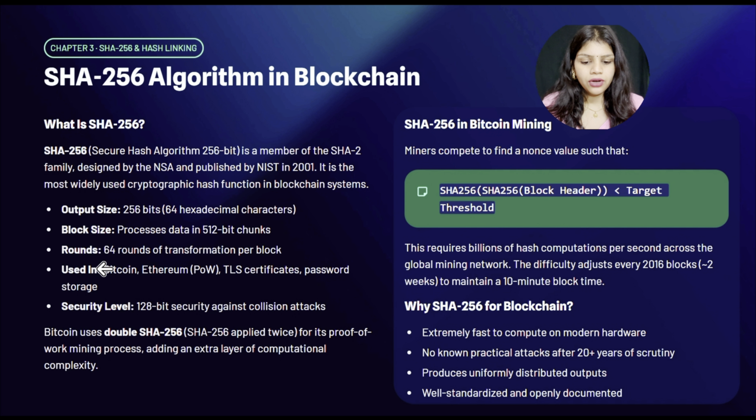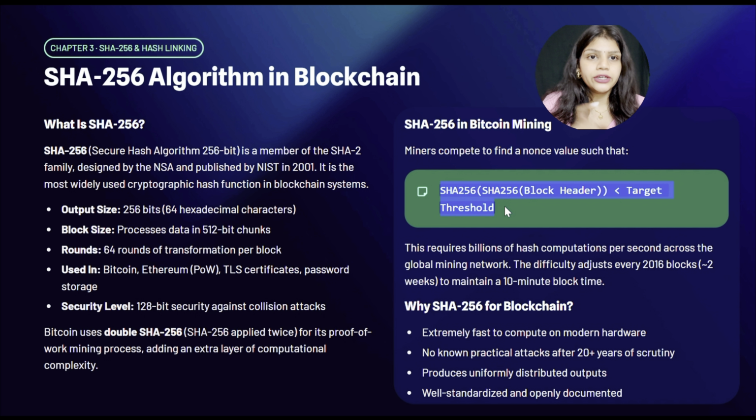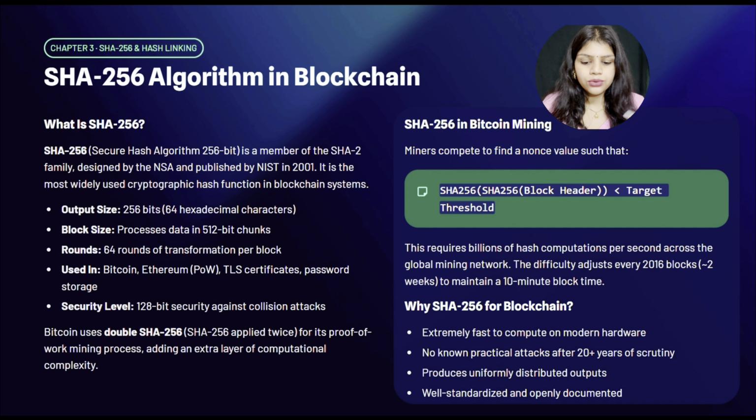Rounds are 64 rounds of transformation per block. It is used in Bitcoin and Ethereum. The security level is 128-bit security against collision attacks. Bitcoin uses double hash SHA-256. Here's a prime example, SHA-256 in Bitcoin: SHA-256 of the block header. This is how Bitcoin uses the double SHA-256 and maintains security in the blockchain.